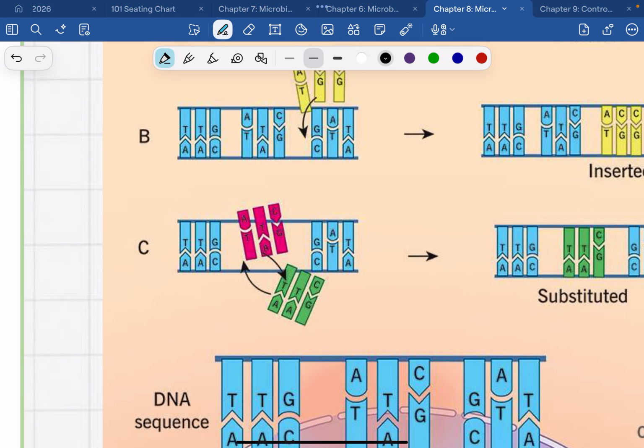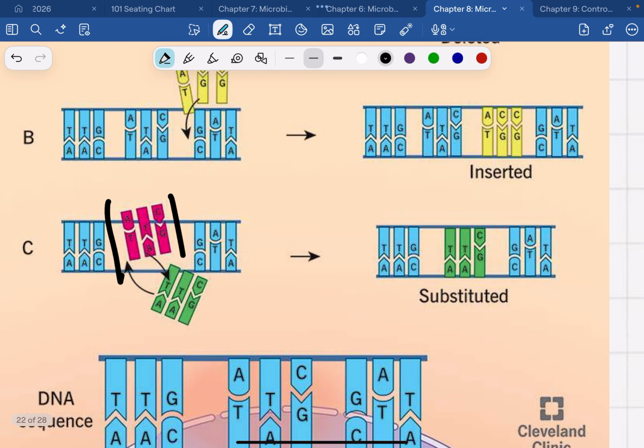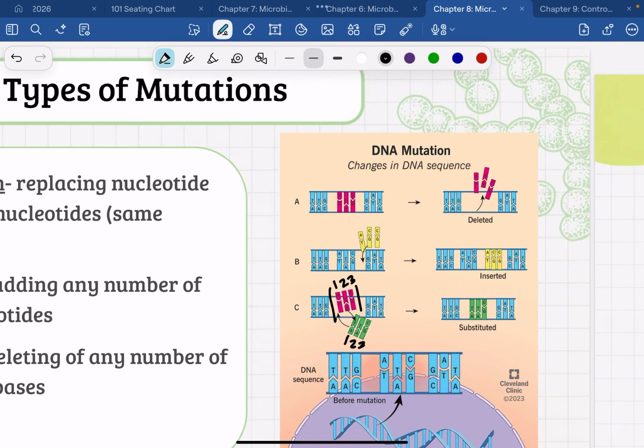We have a picture of that down here, where you're taking this pink chunk and substituting it out for the green one. Okay, this is 3 bases, 1, 2, and 3, and you're substituting it for 3 other bases in the DNA. Okay? You're just swapping them, substituting.